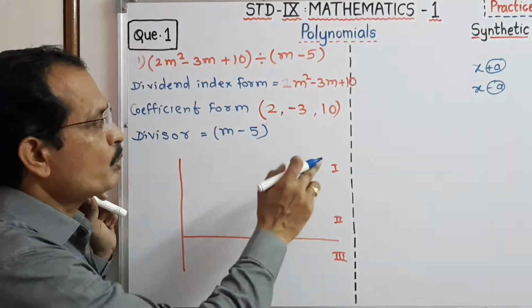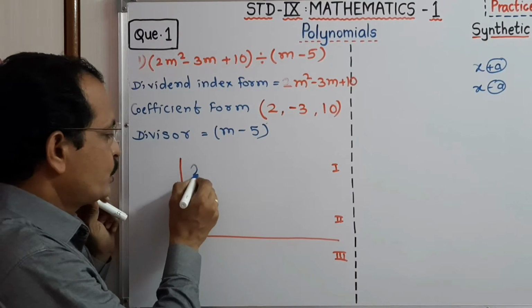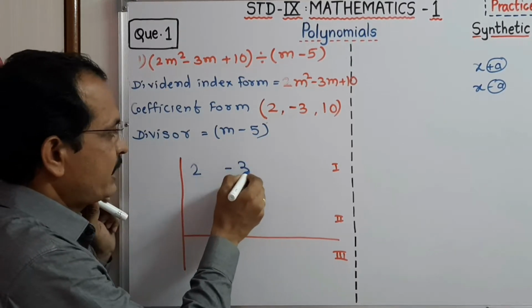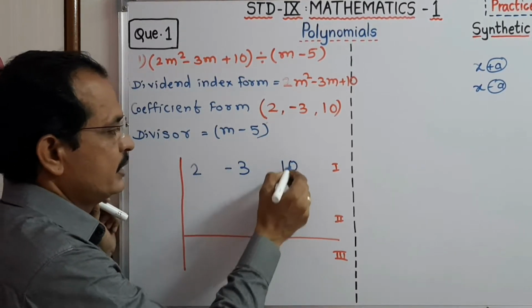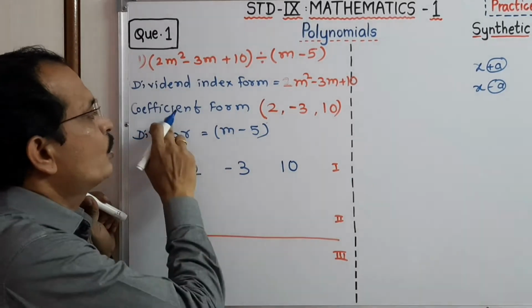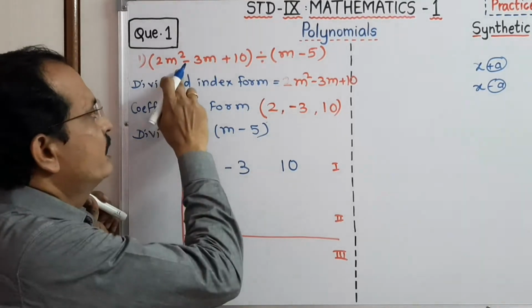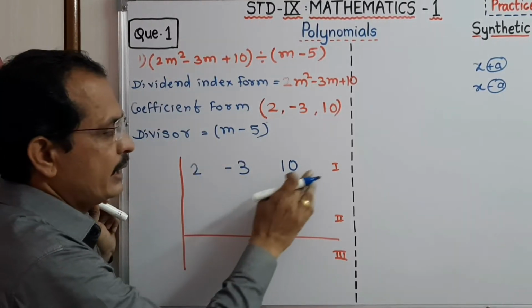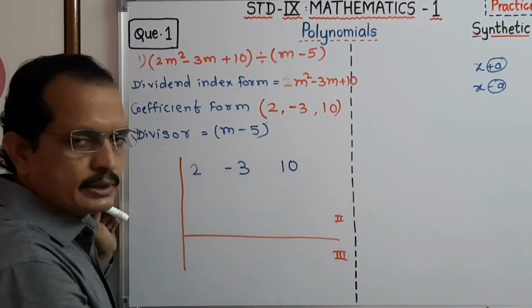Now the coefficient form of the dividend is 2, then here it is minus 3, and here it is 10. This is the first row. In that first row, we write the coefficient form of the dividend. It is 2, minus 3 and 10.